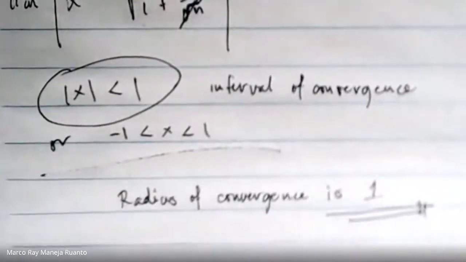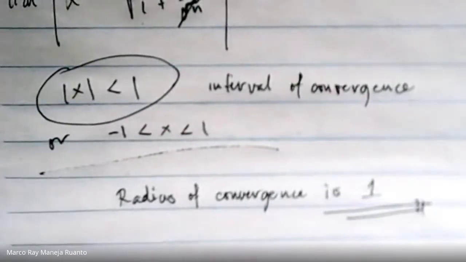Okay, any questions about interval of convergence and radius of convergence? Eliza, Fritz? Do you have questions about this? Okay, if there are no questions, shall we proceed? Let's try all the exercises, all the examples as exercises.